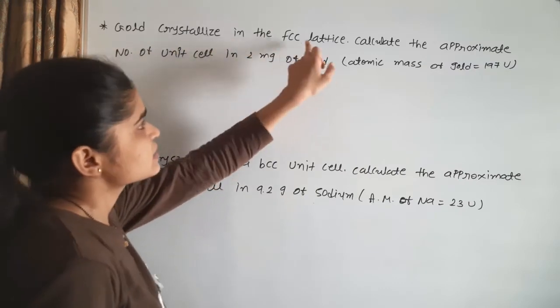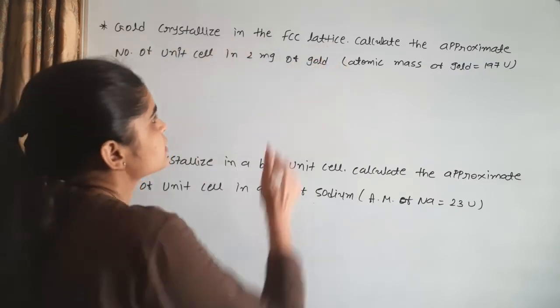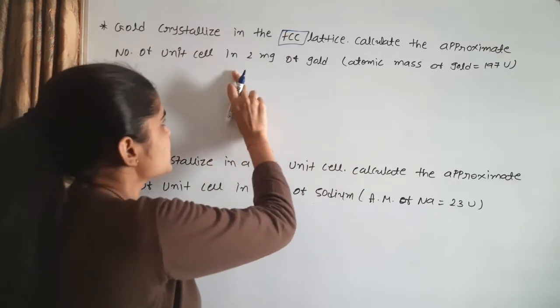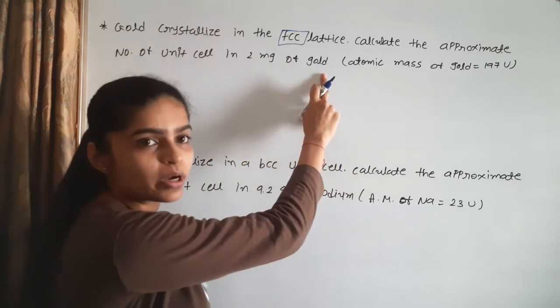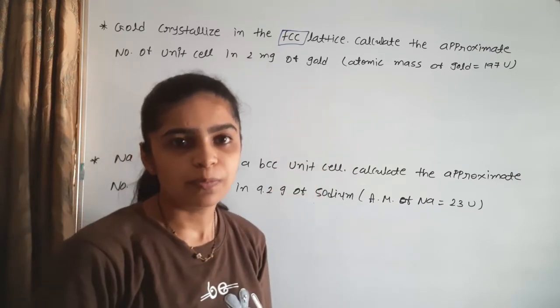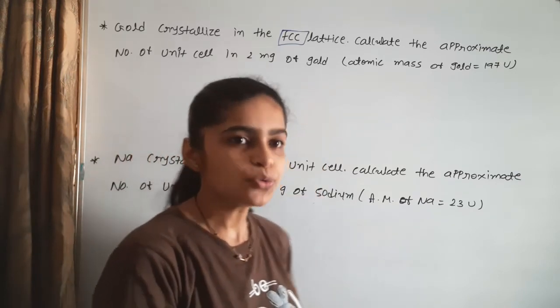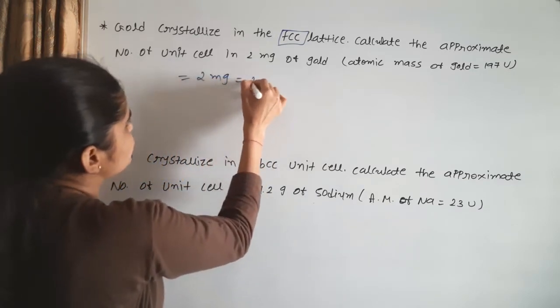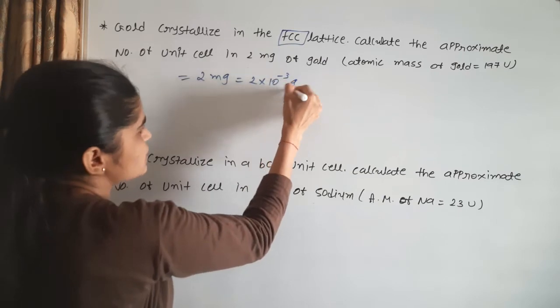Gold crystallizes in the FCC lattice. Calculate the approximate number of unit cells in 2 mg of gold. First calculate the number of atoms in 2 mg of gold. First convert milligram into gram. 2 mg is equal to 2 into 10 raised to minus 3 gram.